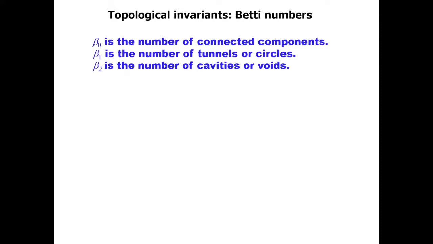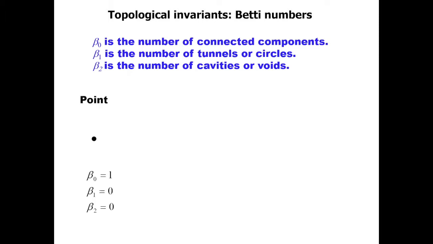And Betti one is just the number of circles. If I do that, my Betti one increases by 1, right? So I just produced a circle over there. And Betti 2 is just the cavity. If I do that, I have one more cavity, an increase of cavity, right? So that's what Betti 2 is about. It's very simple stuff.